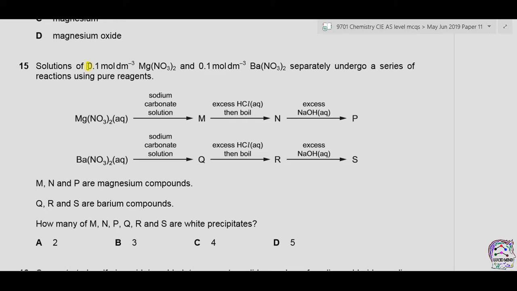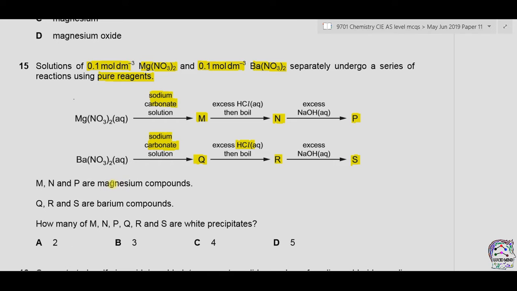Question 15. Solutions of 0.1 mole per decimeter cube magnesium nitrate and 0.1 mole per decimeter cube barium nitrate separately undergo a series of reactions using pure reagents. First reaction is magnesium nitrate aqueous reacts with sodium carbonate solution to form M, which then reacts with excess HCl to form N, which reacts with excess sodium hydroxide to form P. Similarly, barium nitrate aqueous reacts with sodium carbonate first to form Q, then in excess HCl it forms R, and in excess sodium hydroxide it forms S.